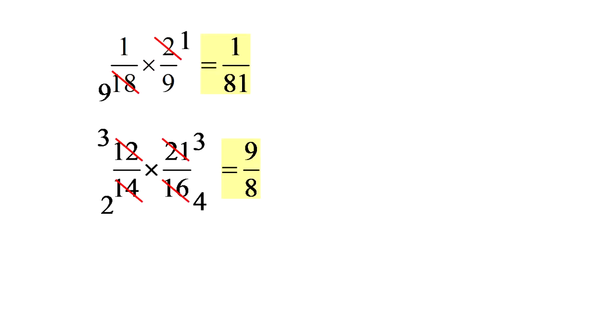Now, if we hadn't done this, we would have had to multiply 12 times 21, huge number, 14 times 16, huge number. Not that we couldn't handle it, but that's going to be a lot of work to simplify. By taking out these factors now, we were able to simplify pretty quickly.